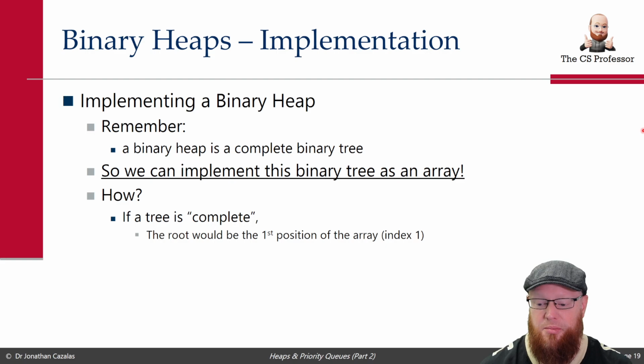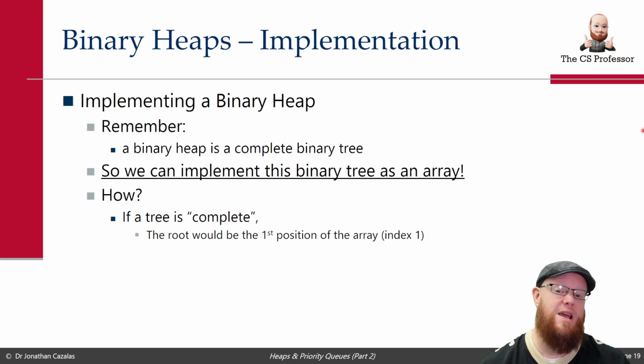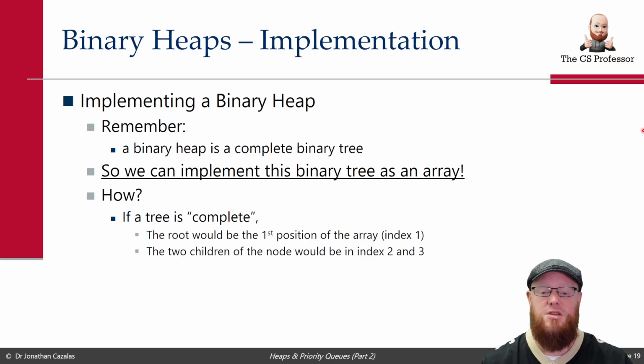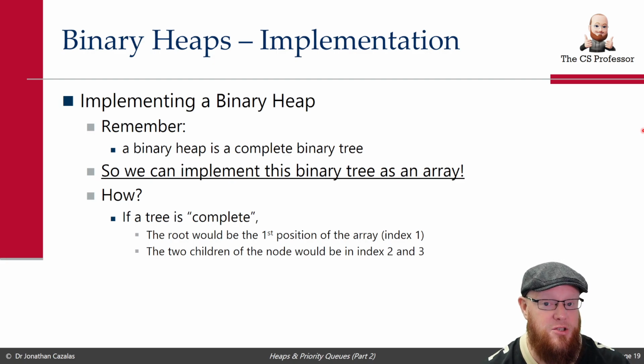If a tree is complete, we can simply say, let's put the root of that tree at index 1. Not index 0, index 1. Why? Because the math is easier. What math, you'll see. But let's put the root at index 1. We're just not going to use index 0 of the array. So we have an array, we're not even going to touch index 0. Index 1 will be the root. The two children of the root go at index 2 and 3 of the array.